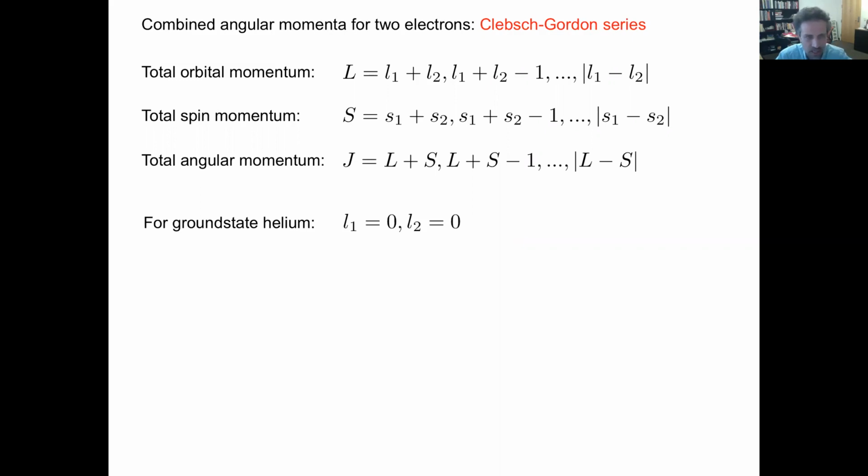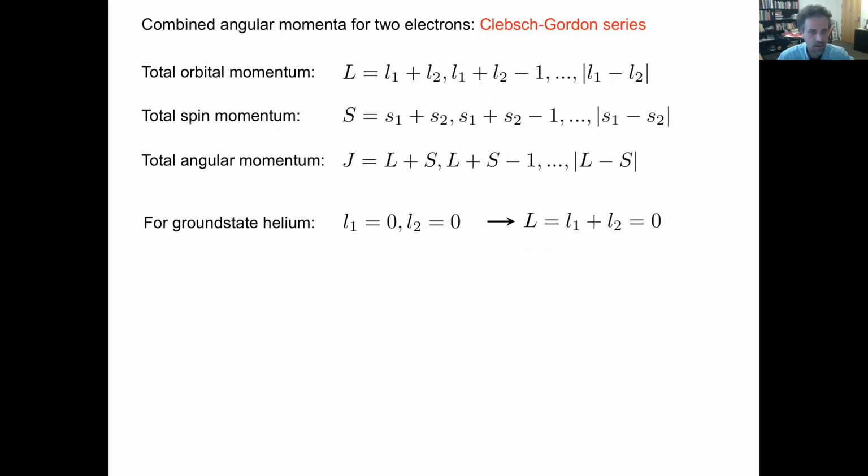So for ground state helium, I have two electrons. Both electrons are in which state? The 1s. The 1s state has little l equal to 0, always. That's the definition of an s state. So there you go, l1 equals 0 and l2 is also 0. If that is true, then the total orbital momentum, capital L, is also 0 because both are 0. So capital L equals 0.